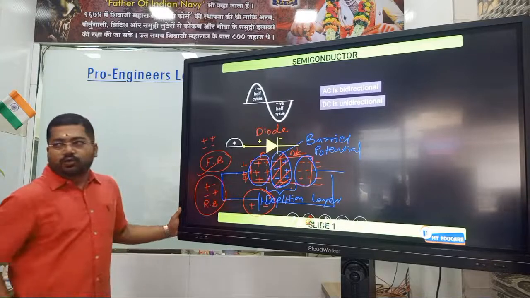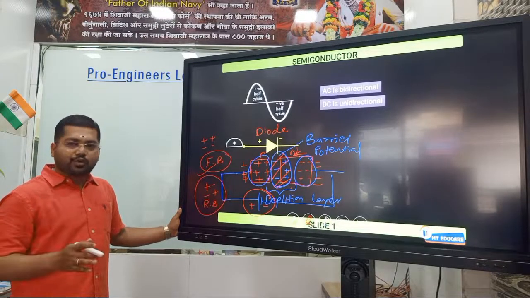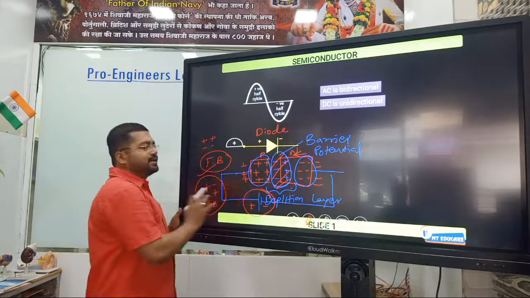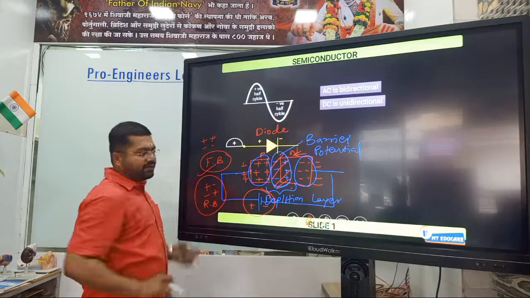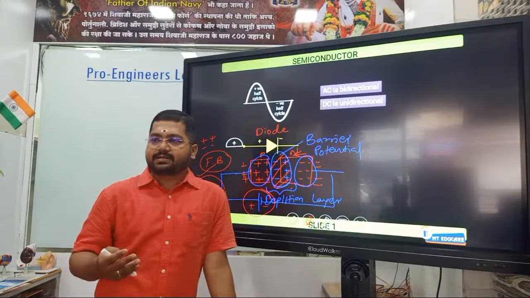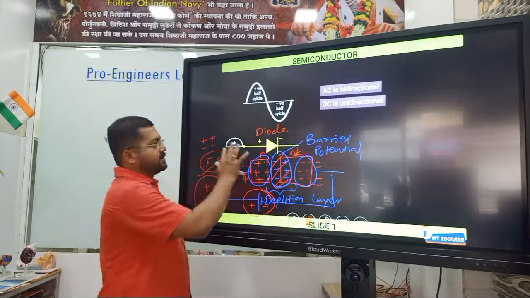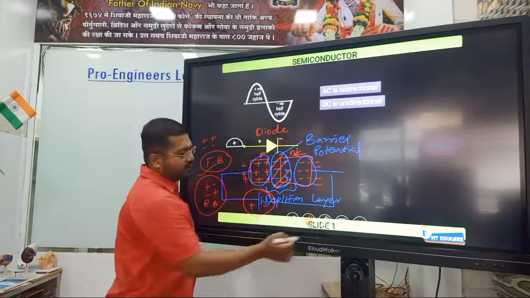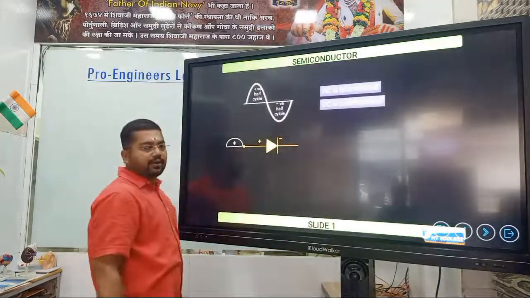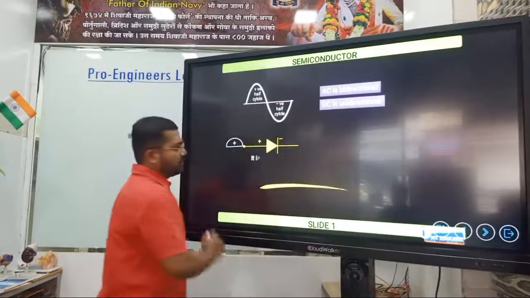Right? Yes. So those who are listening to me, those who have to face the board examination, this is what is important to know about forward and reverse bias. Now, talking about their characteristics, we will see that later. First, coming to the symbol and the representation of AC signal to the diode. So this is what is called a diode, right?